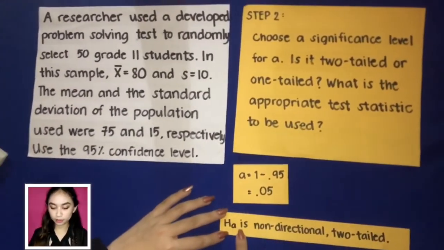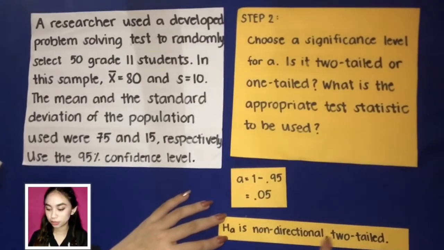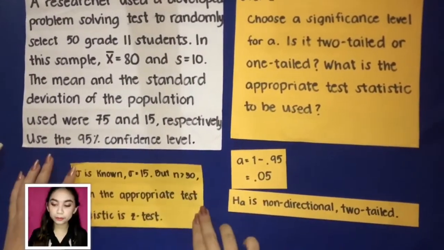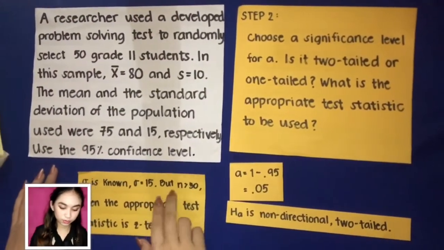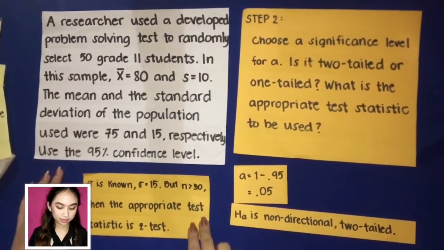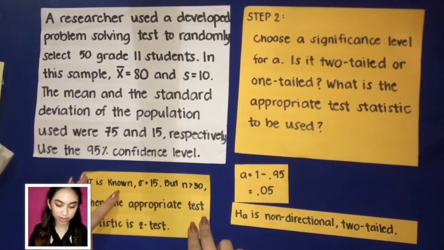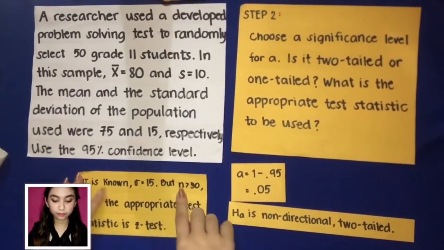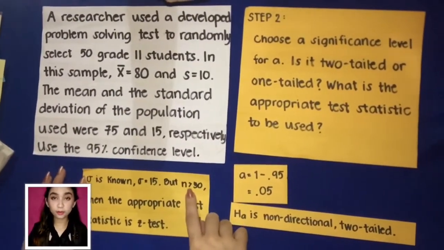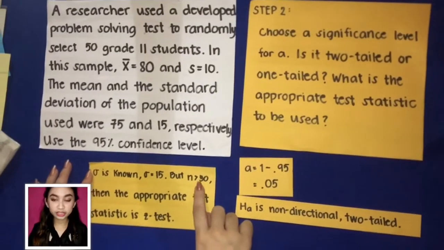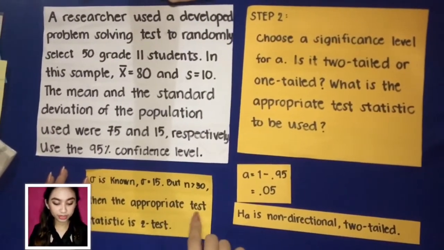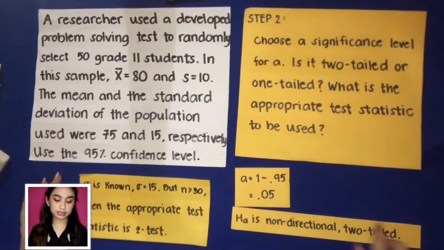Our alternative hypothesis is non-directional because it is two-tailed. The appropriate test statistic to be used is the z-test because our population standard deviation is known and it is equal to 15. Also, since our sample size is greater than 30, the appropriate test that will be used is the z-test.